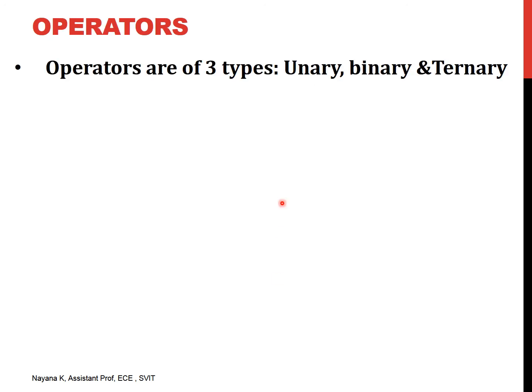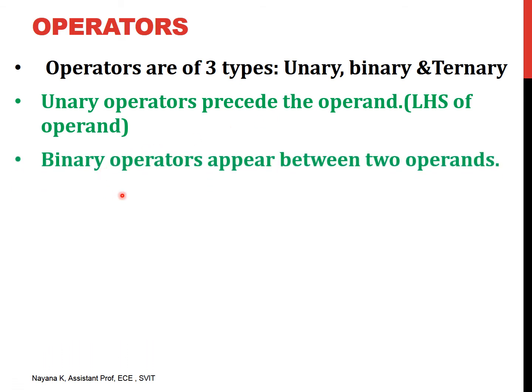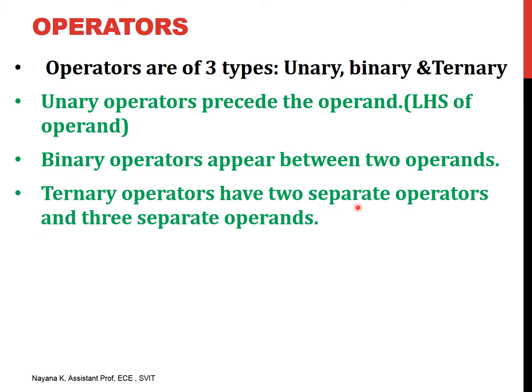Let's understand the next lexical element, operators. Operators are of three types: unary, binary and ternary, depending on the number of operands they operate on. Unary means these operators work on only a single operand. Unary operators just precede the operand. Binary operators normally appear between two operands because binary operators need two operands. And the ternary operators have two separate operators and three operands.